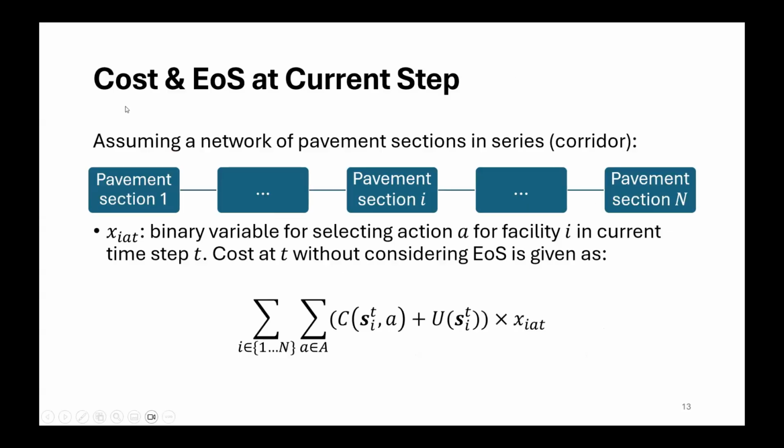So the cost in EOS at a current step can be mathematically derived as follows. Let's say you have pavement sections 1 to i to n, and there is a binary variable x_iat, so it's either 1 or 0. It's 1 if action a is performed on facility i at current time step t, and cost at t without considering EOS would be just the agency cost and the user cost multiplied by whether it's being performed there or not. And then you just sum it over all the assets and for all the actions at a current time step. This is not considering EOS.